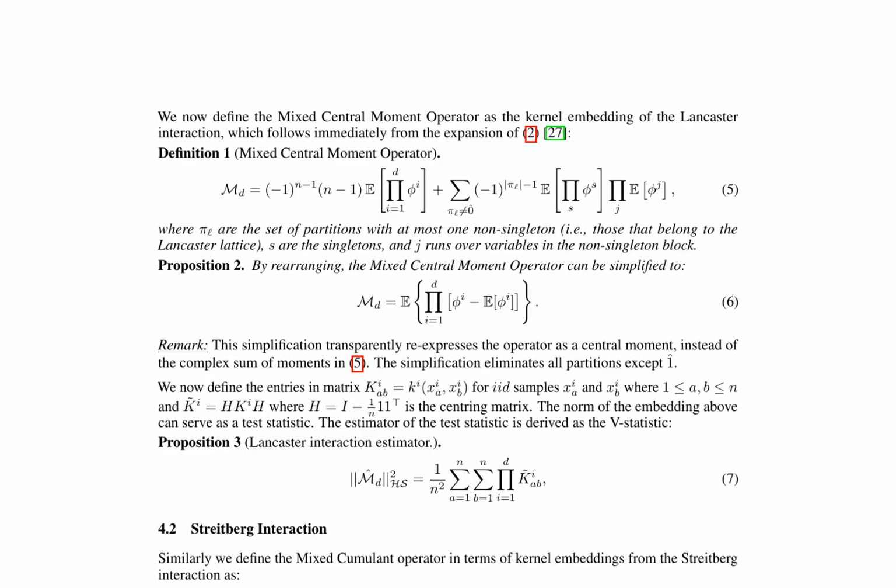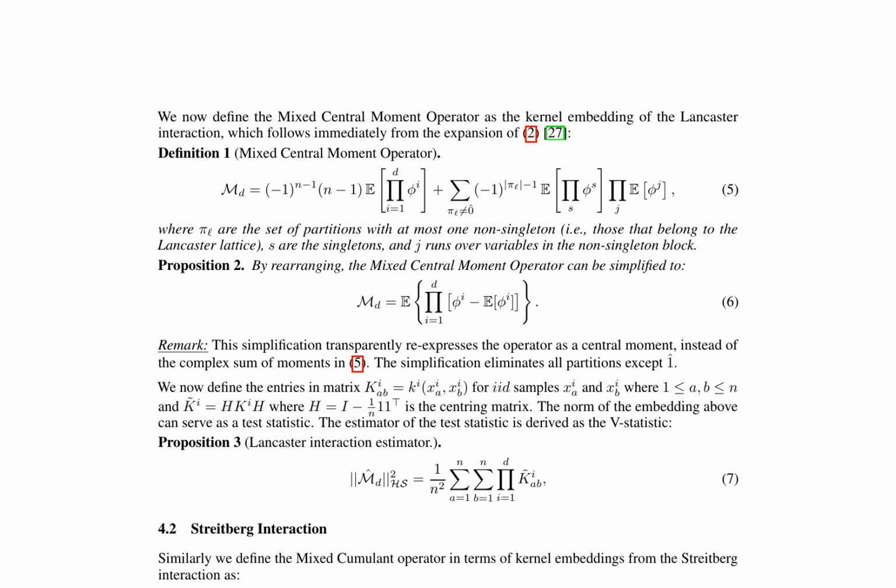The mixed central moment operator is defined as the kernel embedding of the Lancaster interaction, expanding on equation 2 from reference 27. It's denoted as M_D and expressed as a sum of moments, as shown in equation 5. This operator can be simplified to a central moment, eliminating all partitions except 1, as stated in proposition 2, equation 6. The entries of the matrix K are defined for IID samples, and the centering matrix H is used to obtain K.